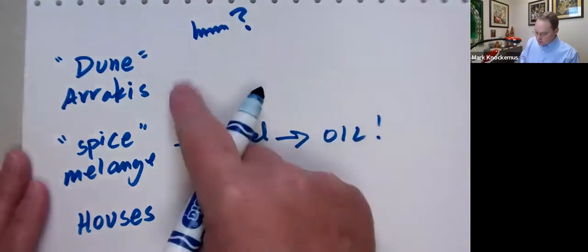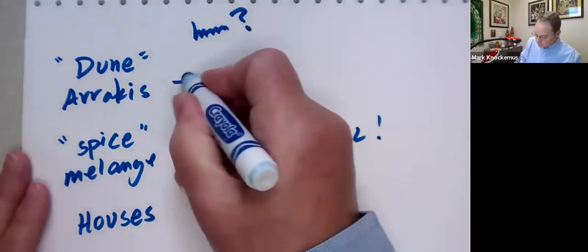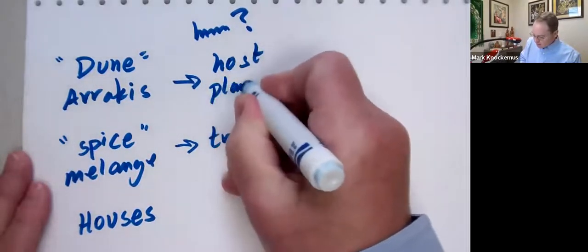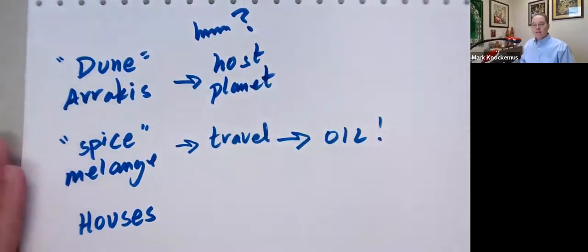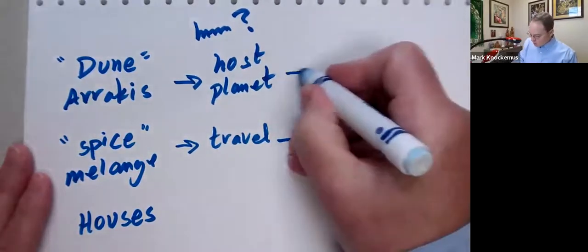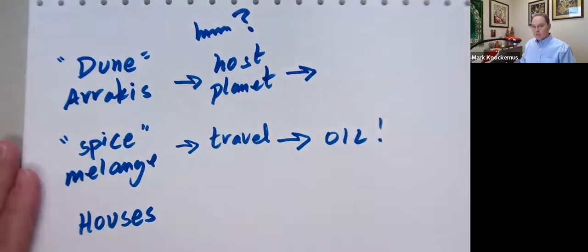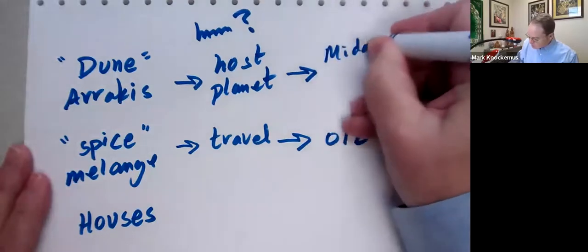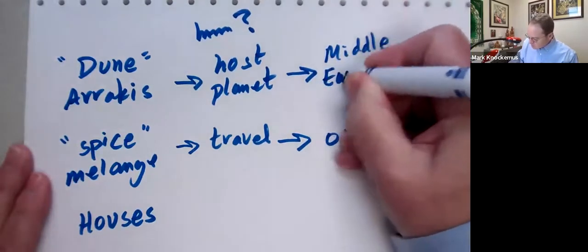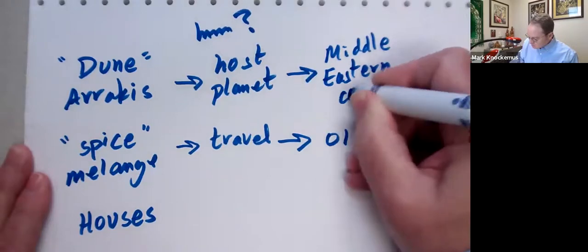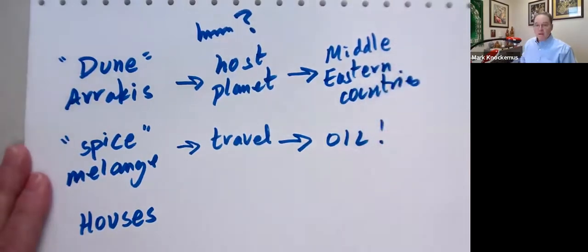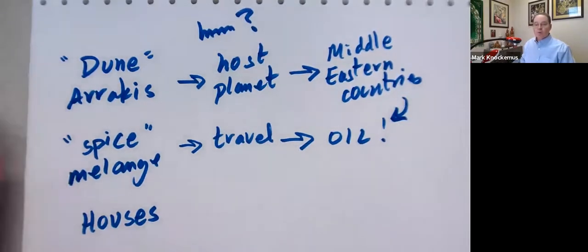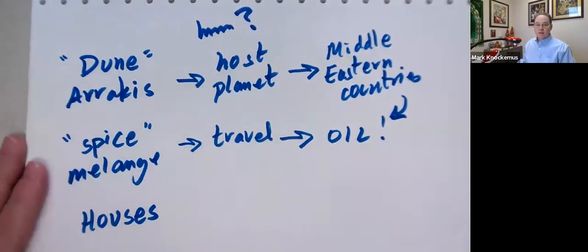So this, of course, is Dune. This is the host planet where all of the action takes place. Whoa, what's the meaning behind that? The countries of the Middle East that are the oil producing countries, right?